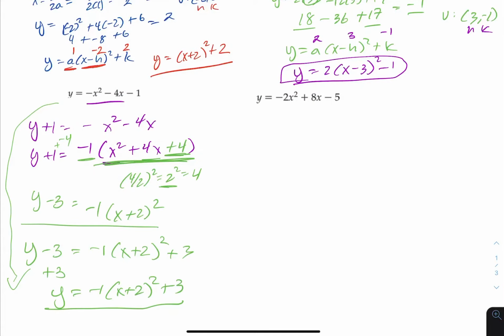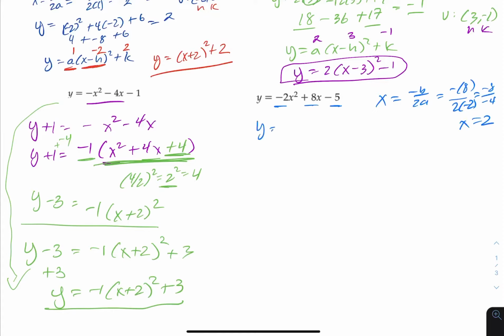So I'm going to find the vertex here. I know what my a is, I know what my b is, I know what my c is. I'm going to find the vertex. x equals negative b over 2a. So negative 8 over 2 times negative 2. So negative 8 over negative 4, or just 2. So that's the x of my vertex.